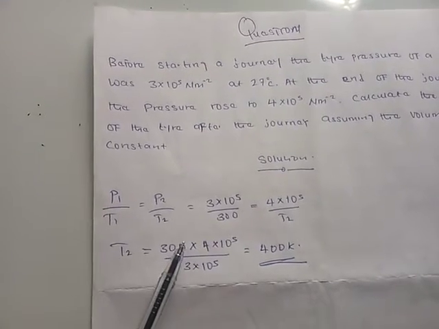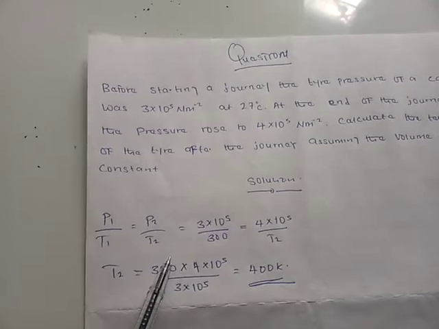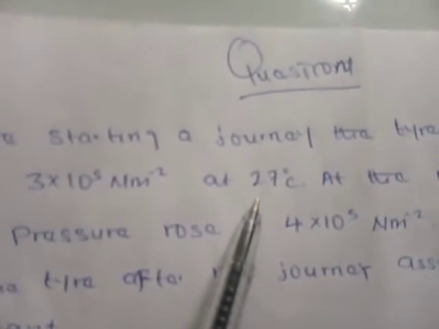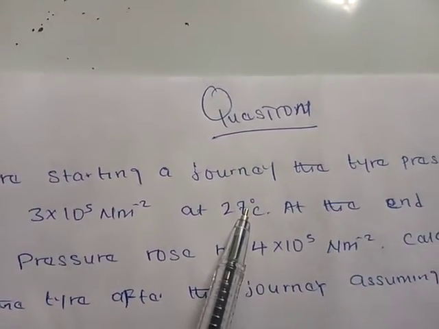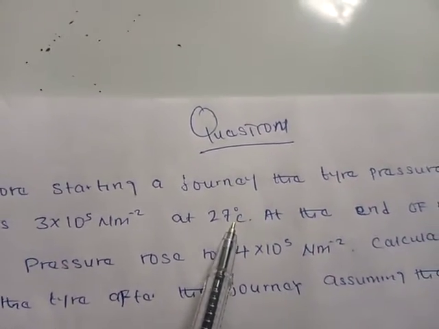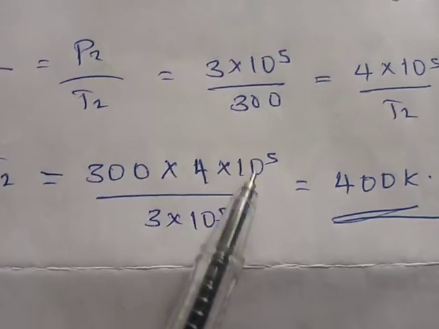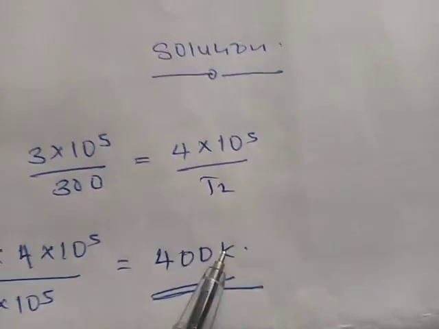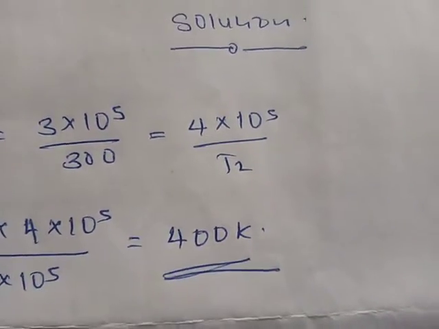So why didn't we do a conversion here? Why did we use 300 here? It is because it is 27 plus 273. We've already solved similar questions like this. 27 plus 273, and that is why we used 300 here. And the answer is in Kelvin. So if you want to convert the answer to Celsius, you can subtract 273 from it.